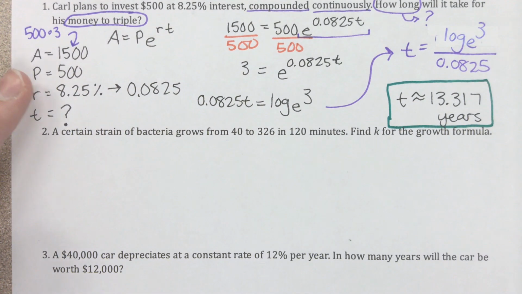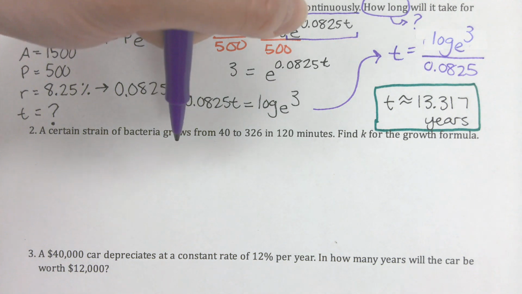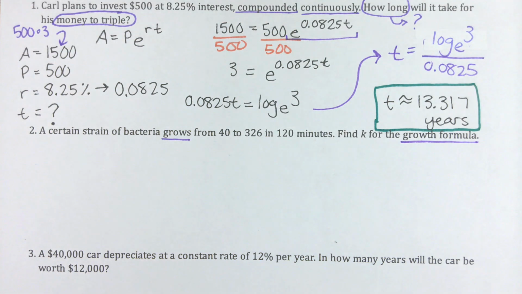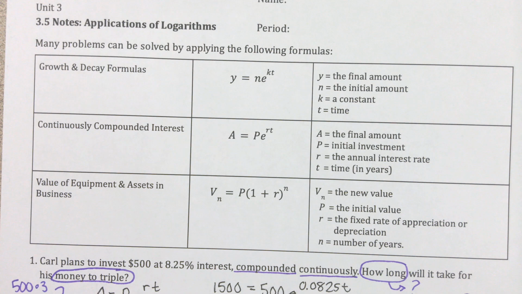Number 2. A certain strain of bacteria grows from 40 to 326 in 120 minutes. Find K for the growth formula. So there's 2 hints as far as which formula we use. They are the words grows and growth formula. That refers to the very first formula.